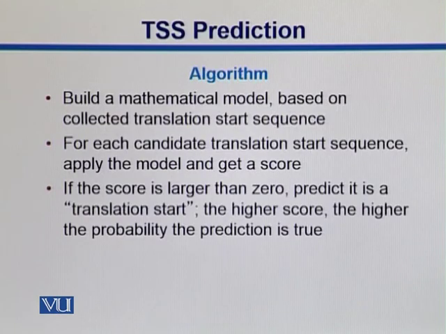Let's look into this algorithm, which puts together whatever we have learned so far in this section. We can build a mathematical model based upon collected translation start sequences, and for each sequence we apply the model and get a score. We get those frequencies and divide by the expected. In this way we come up with a model, and if the score is larger than 0, we can predict that there is a translation start site. The higher the score, the higher the probability that the prediction is true.